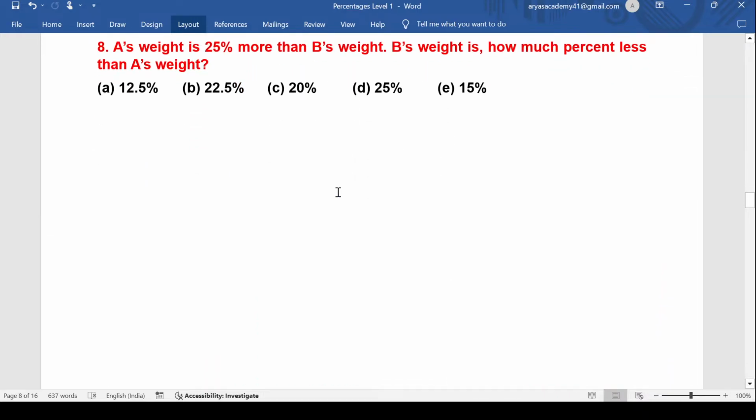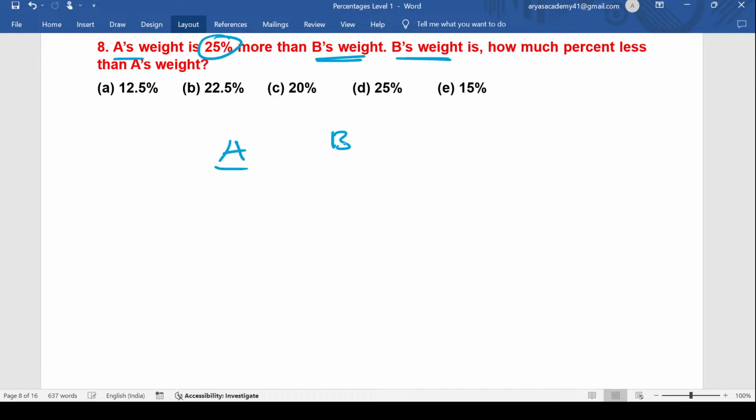Question number 8. Weight of A is 25% more than that of B. B's weight is how much percent less than A's weight? So it's a very simple question, but it might be slightly tricky if you don't think properly. It has been very clearly mentioned.